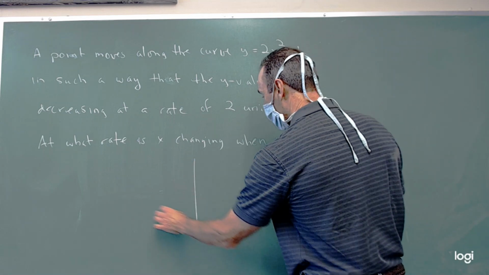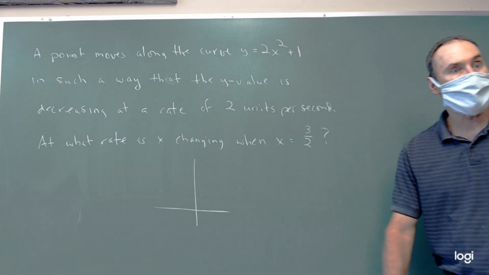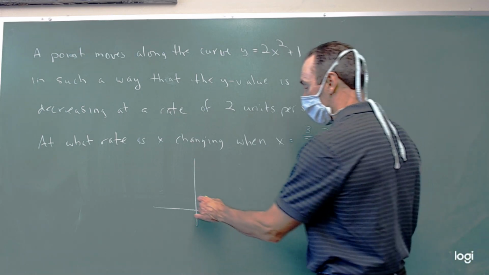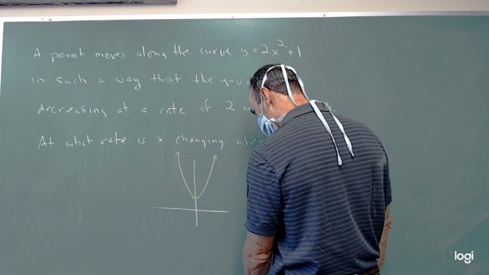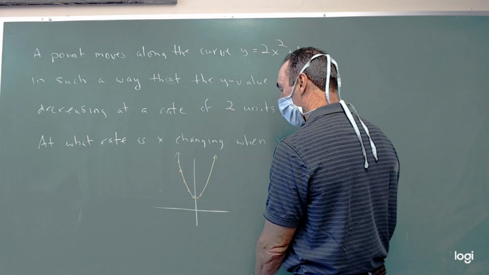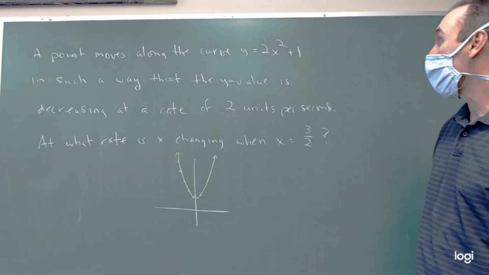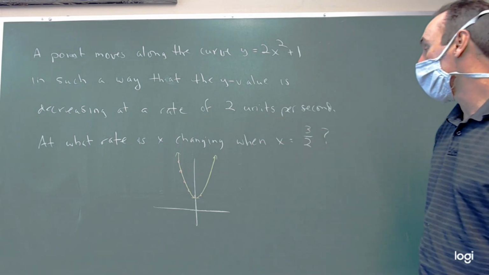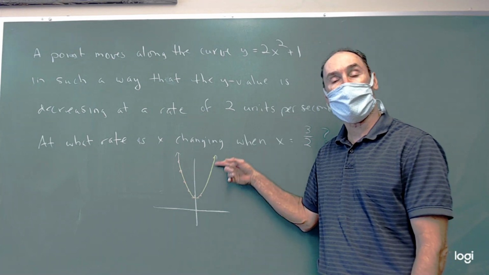So we know what the graph of 2x squared plus 1 looks like. Roughly, that's a parabola that's going to open up. It's a little skinnier than an x squared parabola. It's going to have a y-intercept of 1. So what we're doing is imagining some particle moving along this path. That point is changing with time. That's what we're saying here: the y value is changing at 2 units per second, so it must be on this side of the parabola moving up.